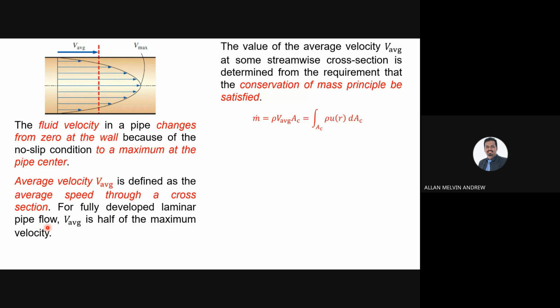Meaning no more changes in the pipe flow. Okay, so the value of average velocity V average at some streamwise cross section is determined from the requirement that the conservation of mass principle be satisfied. We know the mass flow rate, m dot equals rho V average A c. If there are some changes, then we can take the integration of this value. Usually after we have a fully developed laminar pipe flow, we will just calculate the mass flow rate using this formula.